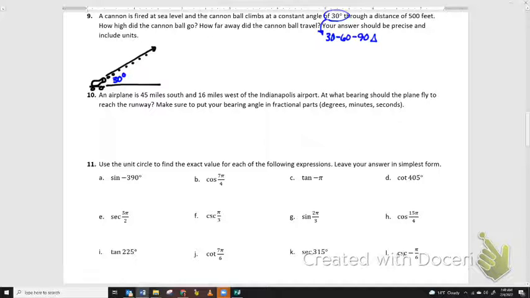How long did it keep this up? How far did it go? 500 feet. And then we're assuming that it hit its target or they stopped tracking it. We want to know, once it had traveled 500 feet, how high was it? You should be able to answer this one with just this information and without a calculator.